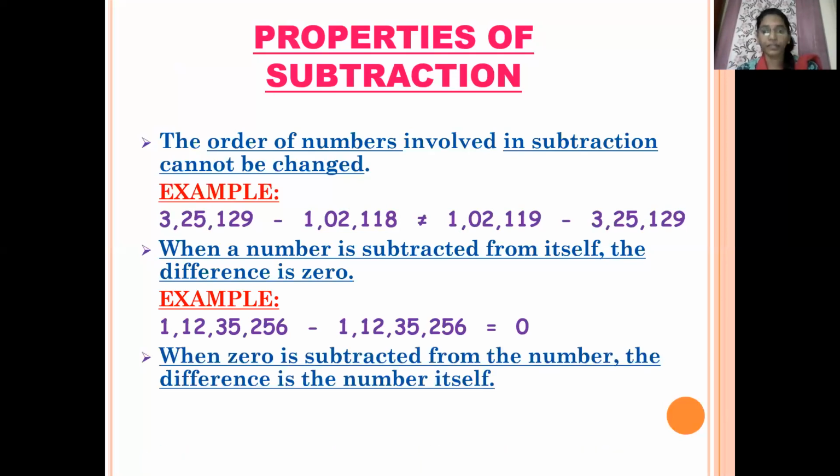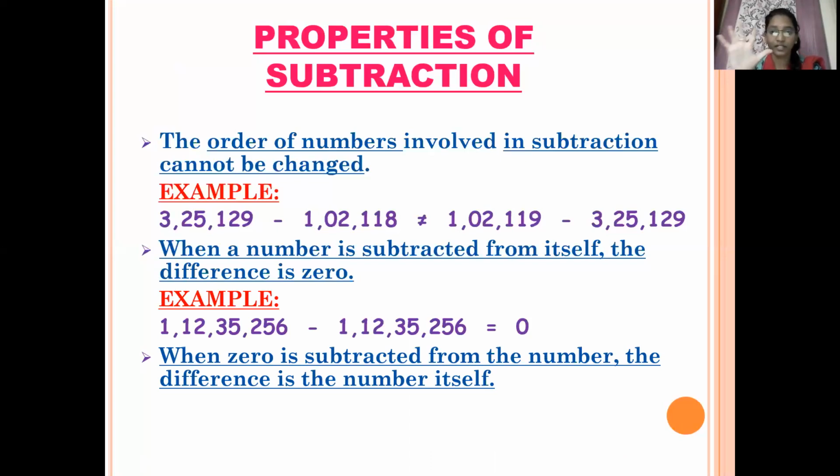Third property: when 0 is subtracted from a number. I told you, when the word "from" is there, the second number must be written as the first number. So when 0 is subtracted from a number, the difference is the number itself.